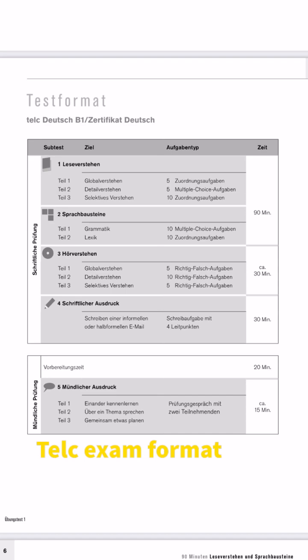Then comes the Hören Verstehen. For Hören Verstehen, we have 3 sections and it will be done in 30 minutes. The thing to note down here is there are 3 sections in 30 minutes, and the first recording will play only one time, but the other 2 recordings will play twice. So you have another chance to correct or review your answers for Hören Verstehen.